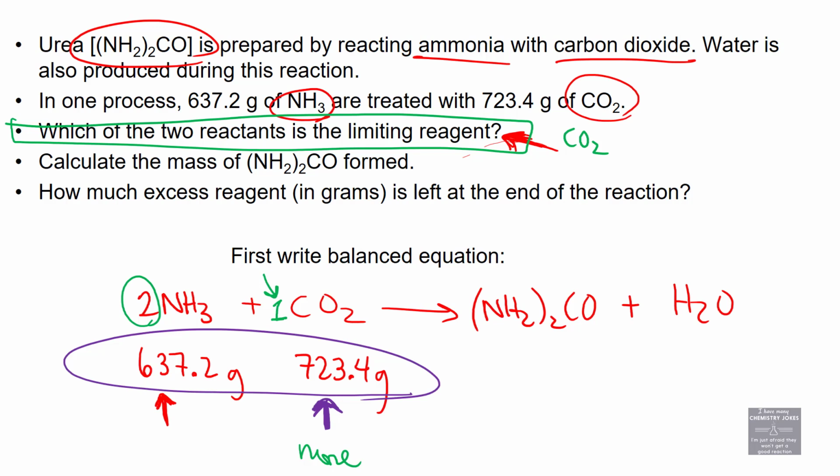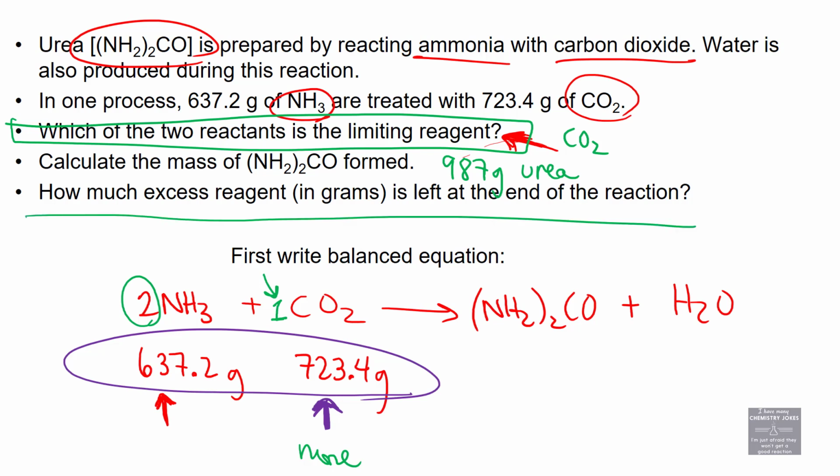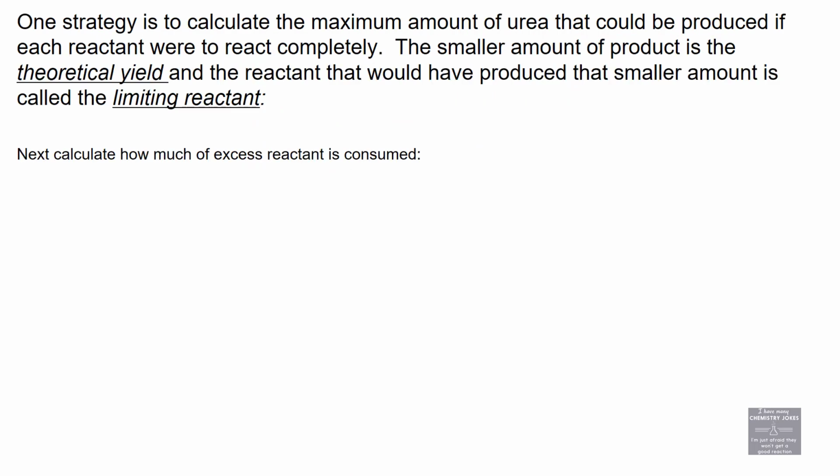Calculate the mass of this urea formed. We calculated it. Carbon dioxide was limiting, and we calculated that 987 grams of urea could be formed. How much excess reagent is left at the end of the reaction? We have not done that yet. Which reagent is excess? That would be ammonia. So let's do that. So how much excess ammonia? In order to know how much excess ammonia, you need to know how much you consumed from the beginning.